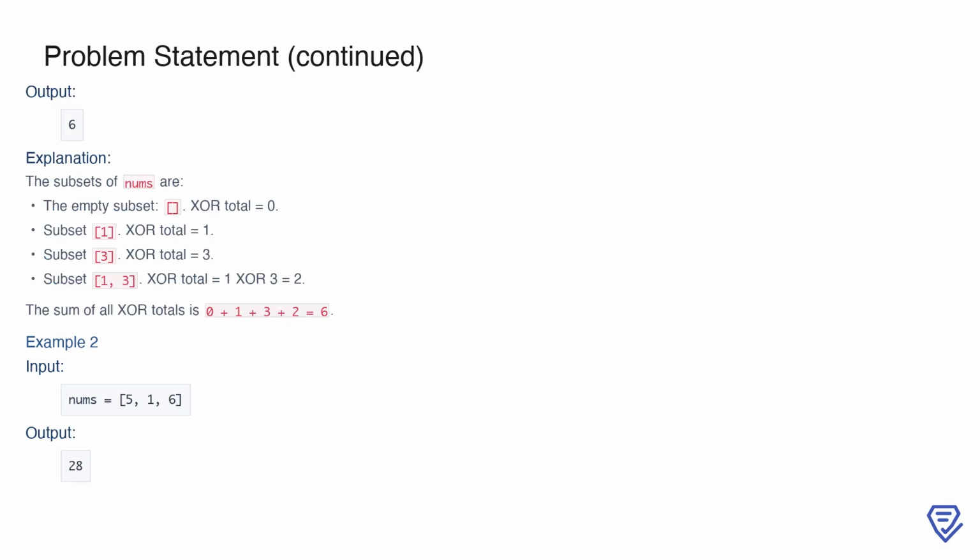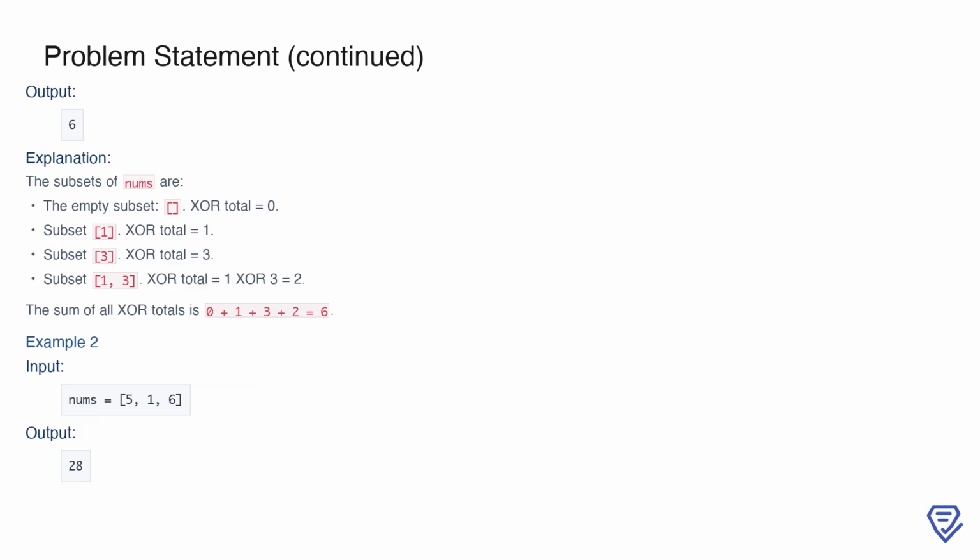Let's look at the first example. Here, the input array nums is 1, 3. The subsets of this array are the empty subset, the single element subsets 1 and 3, and the full array 1, 3. For each subset, we calculate the XOR total. The empty subset gives an XOR total of 0. The subset 1 has an XOR total of 1, and 3 results in an XOR total of 3. Finally, the subset 1, 3 gives 1 XOR 3, which equals 2. Summing these XOR totals, we get 0 plus 1 plus 3 plus 2 equals 6. Hence, the output for this example is 6.